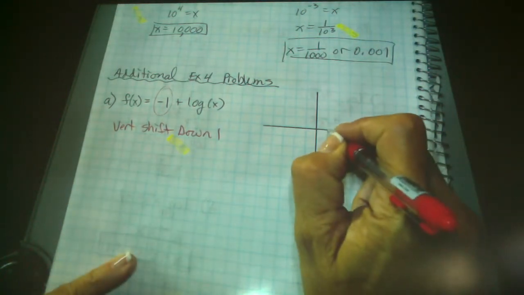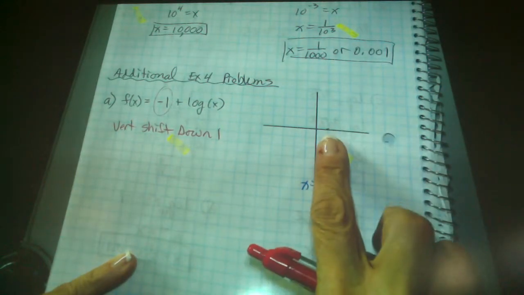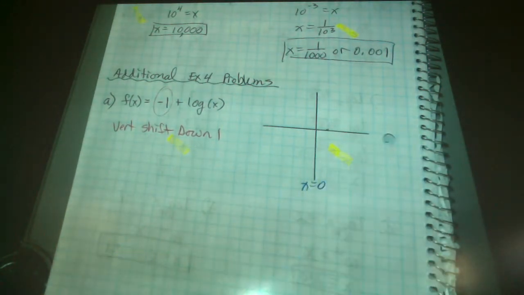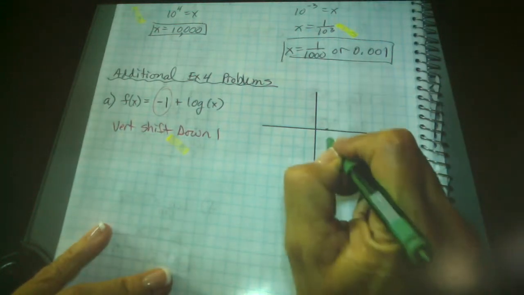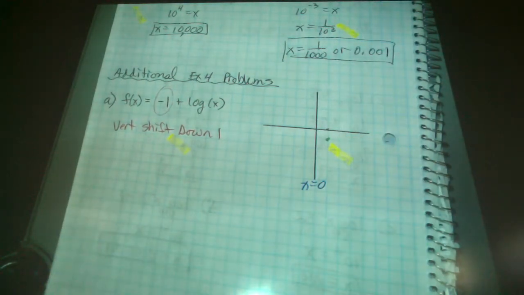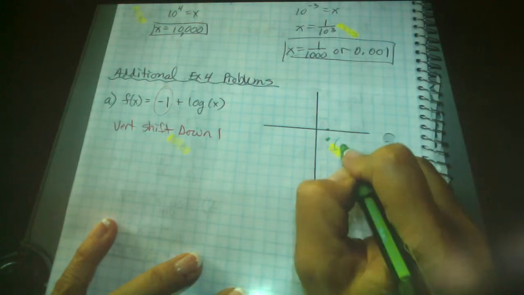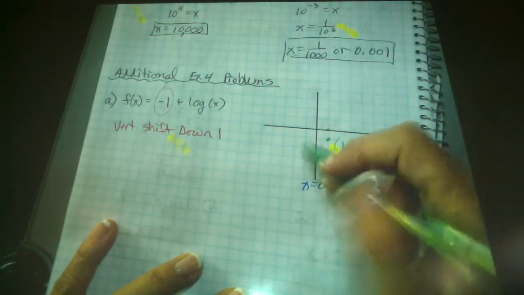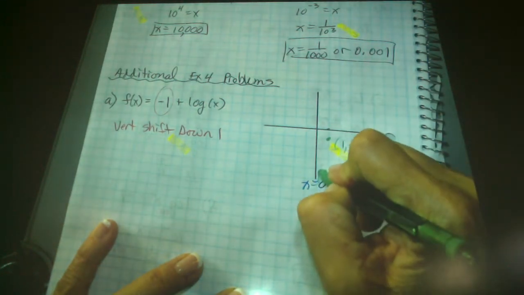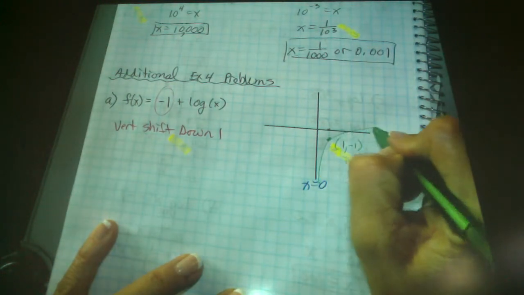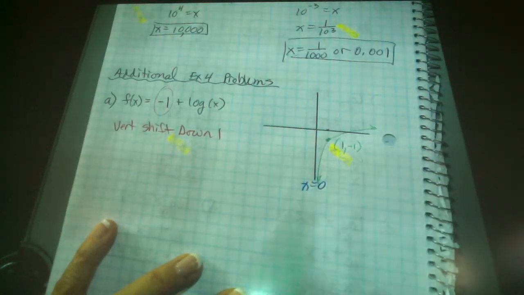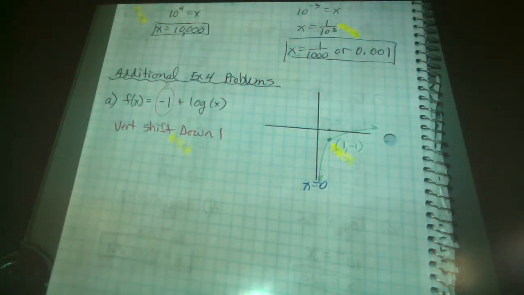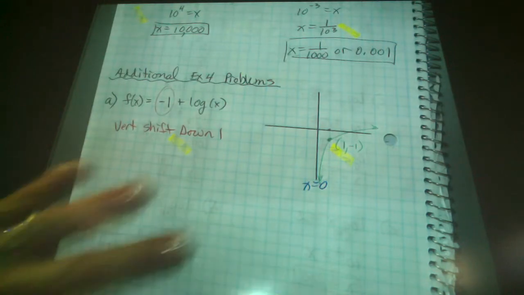And then my original ordered pair was here. So it's getting shifted down 1. So it gets shifted down to here. What is that ordered pair? 1, negative 1. Right, one, left one. And then you just have to hug the asymptote and go through that point. So I'm hugging the asymptote, going through the point this way. I really have no idea where it's crossing the x-axis. And this one actually tends to be really flat because it's the log. Log is flatter than natural log.